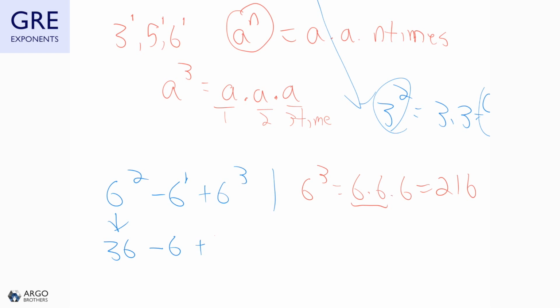Great. Now we have plus 216. So now we just have to do 36 minus 6 plus 216. So 36 minus 6 is 30, plus 216 is 246. So that's our answer. This number here is 246.